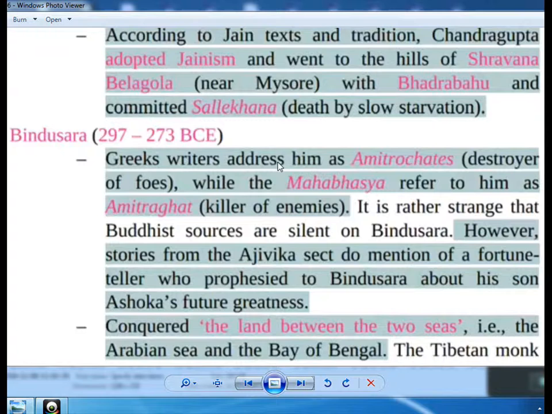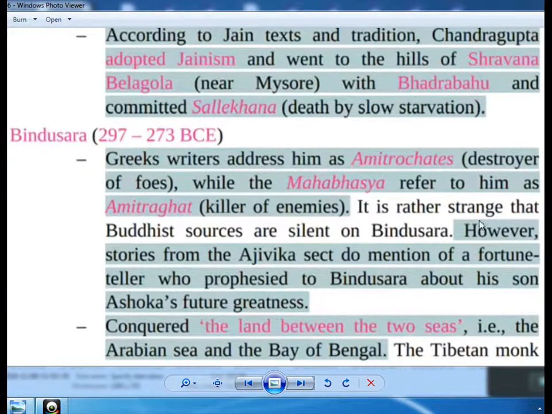Greek writers addressed him as Amitrochates, destroyer of foes, while the Mahavastu refers to him as Amitraghata, killer of enemies. So he was Bindusara, 297 to 273 BCE.